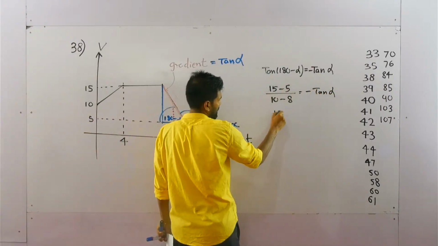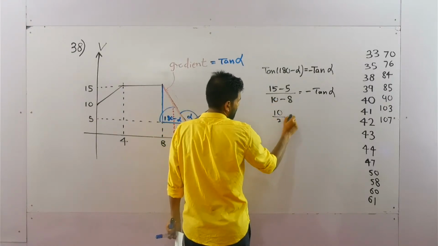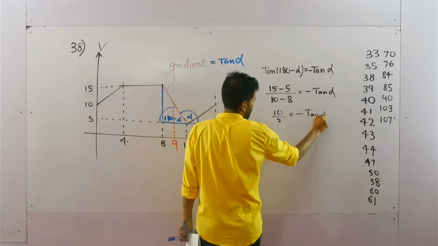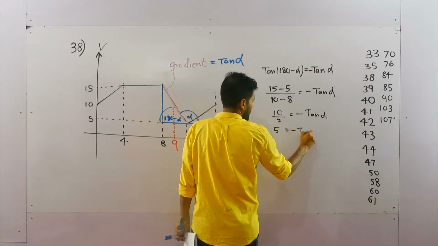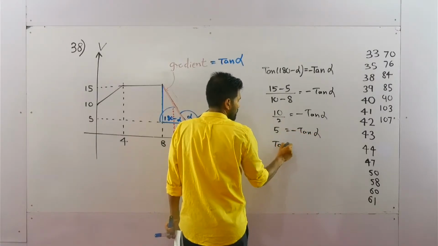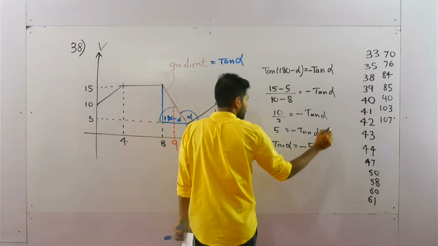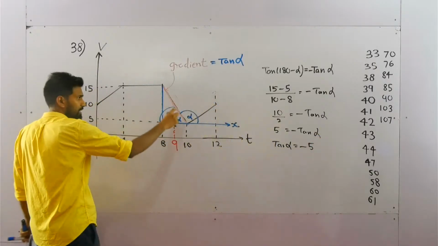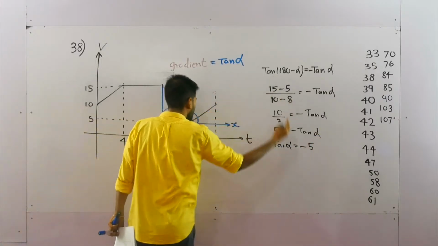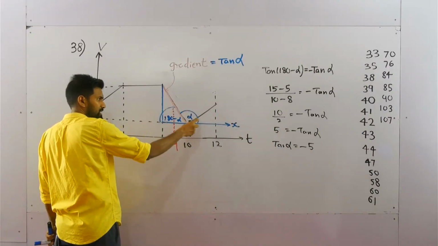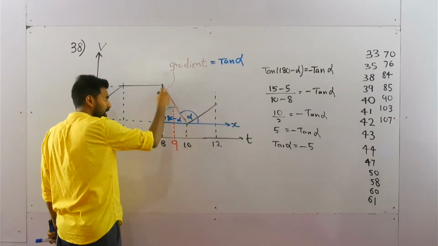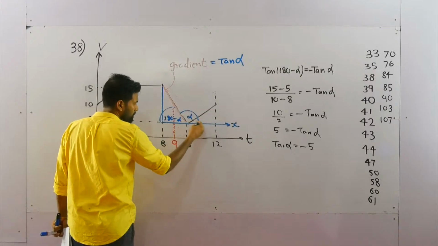15 minus 5 is 10, and 10 minus 8 is 2, equal to minus tan alpha. So 5 is equal to minus tan alpha, and tan alpha is equal to minus 5. From this trigonometrical equation and this technique, finally I got tan alpha, which is the tangent of the angle that this straight line makes with the positive x-axis.